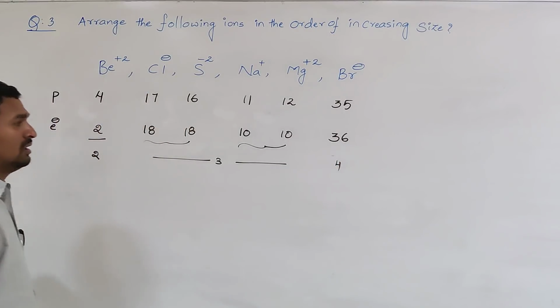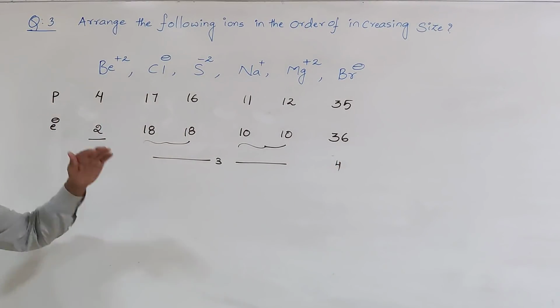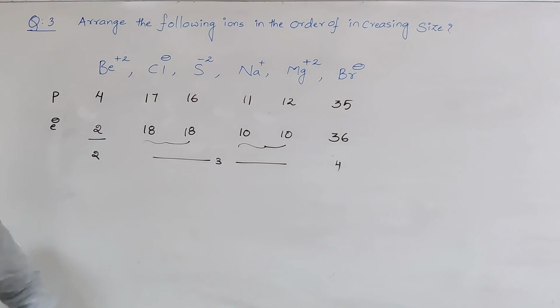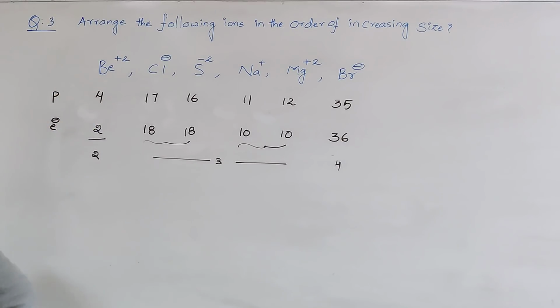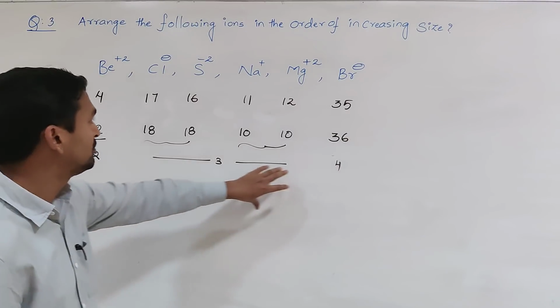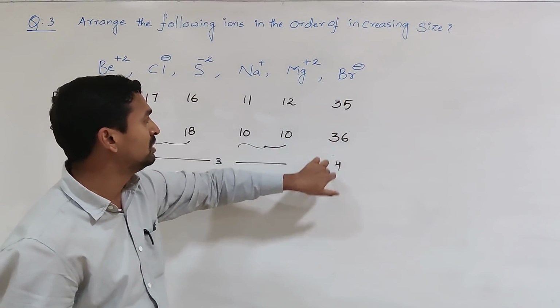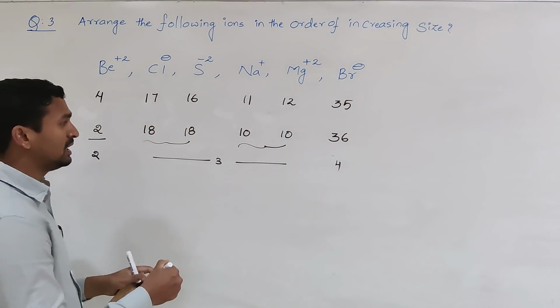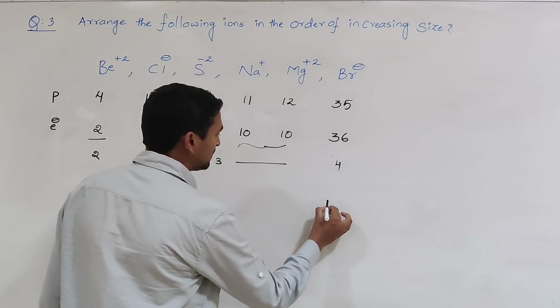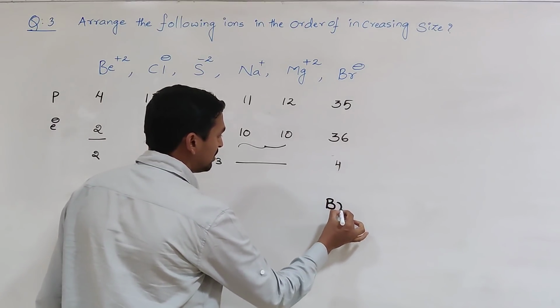Generally, as we go from one period to another period, there is addition of a new principal shell. That's why, as we go from one period to another, atomic size increases. So which is larger in size, beryllium, third period elements, or fourth period elements? Fourth period element only one is present. That's why your bromide ion is said to be larger in size. So that's why I write first Br minus.